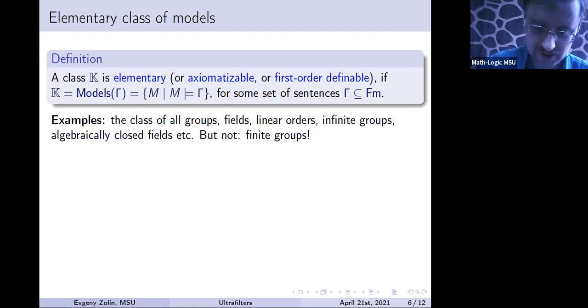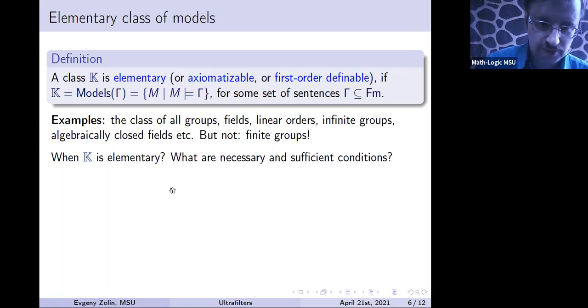But we will see later, in the second part of our lecture, that the class of finite groups cannot be axiomatized. It is not elementary. The same for the class of finite linear orders, finite fields, and so on. So we need a technique, a method of proving that some class is not elementary. We need some necessary and sufficient conditions for when a class of mathematical structures is elementary, and when it is not.